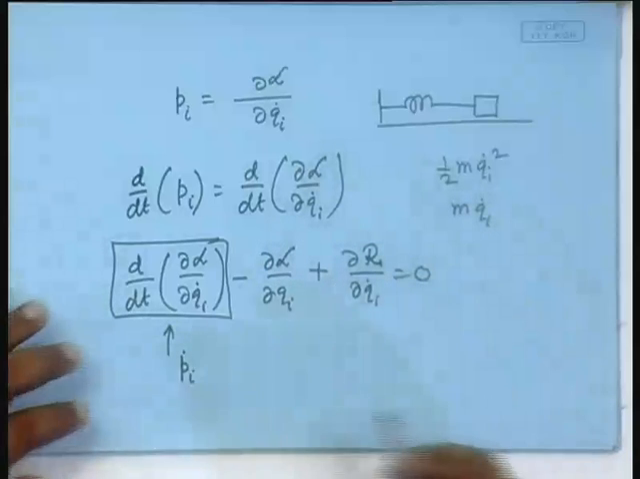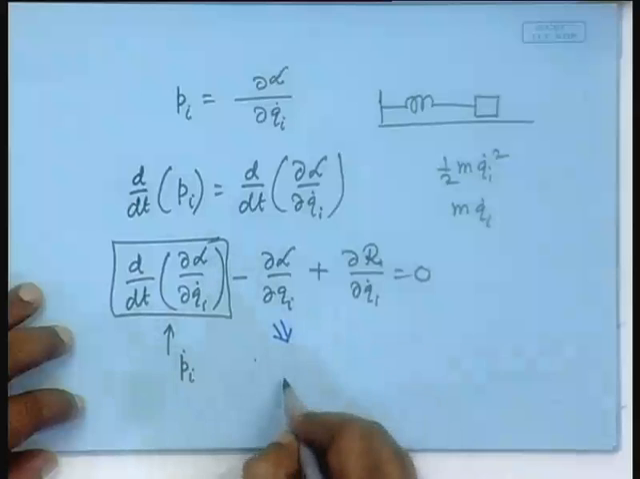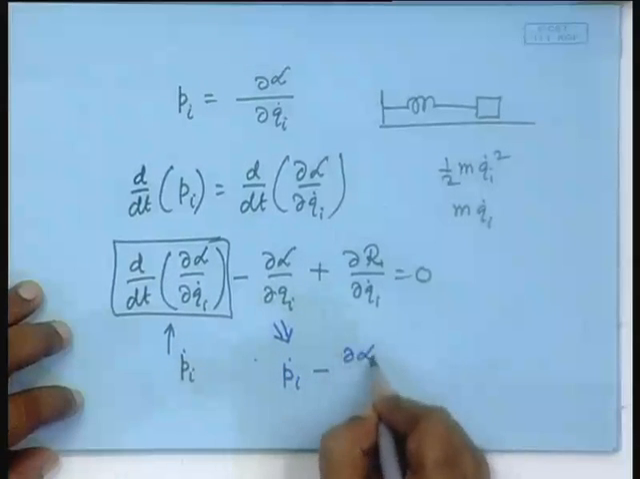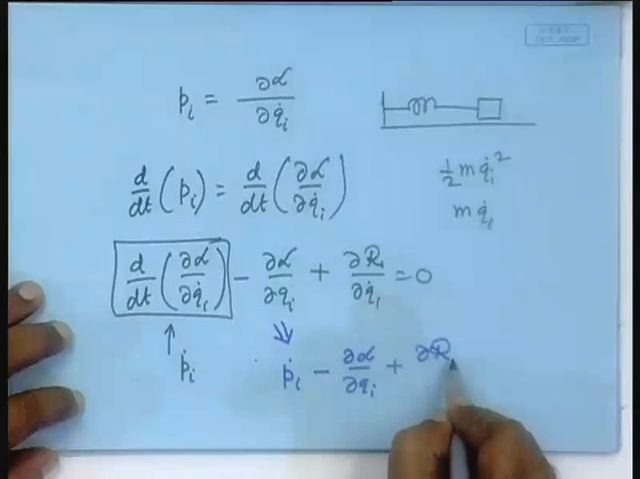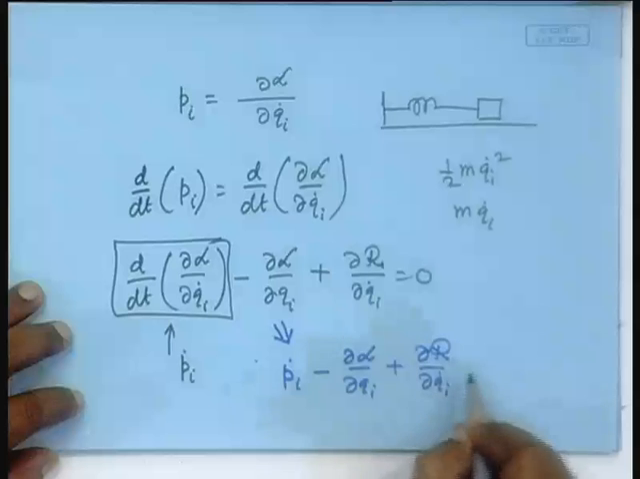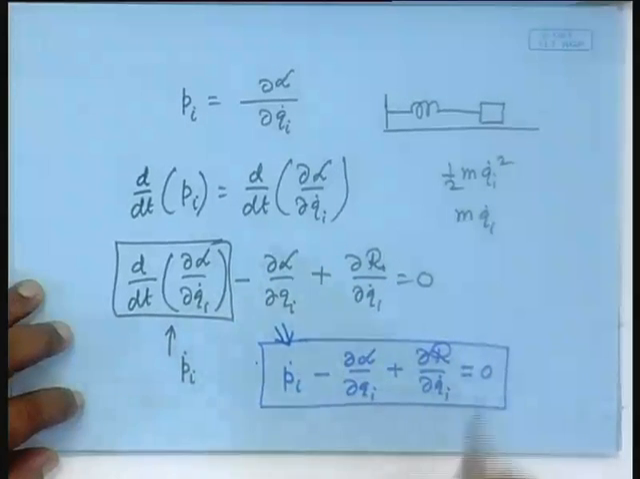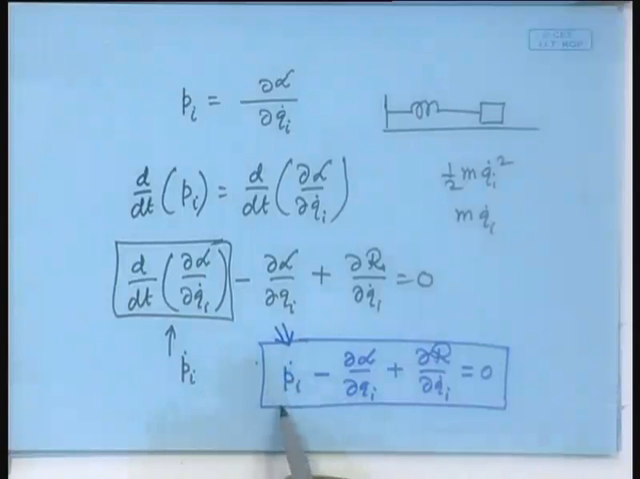So, finally your equation becomes p i dot minus this. So, it has this dotted term. So, you directly obtain the first order differential equation.